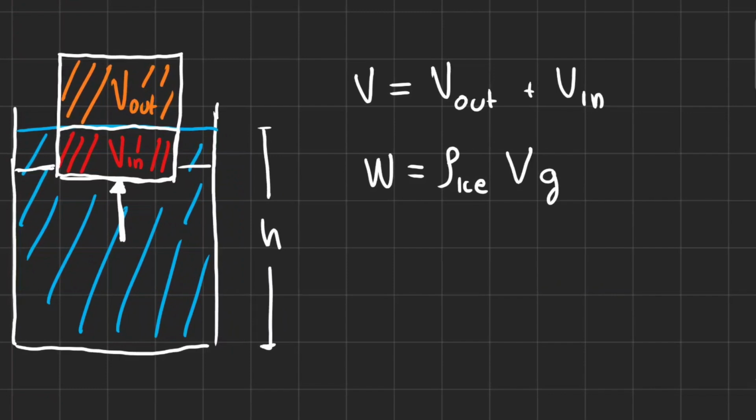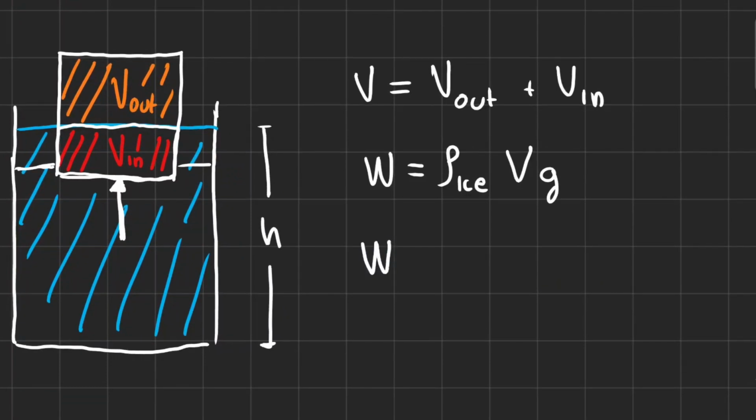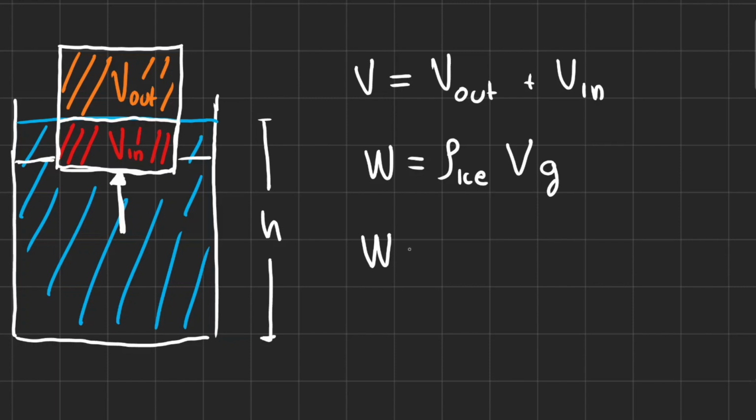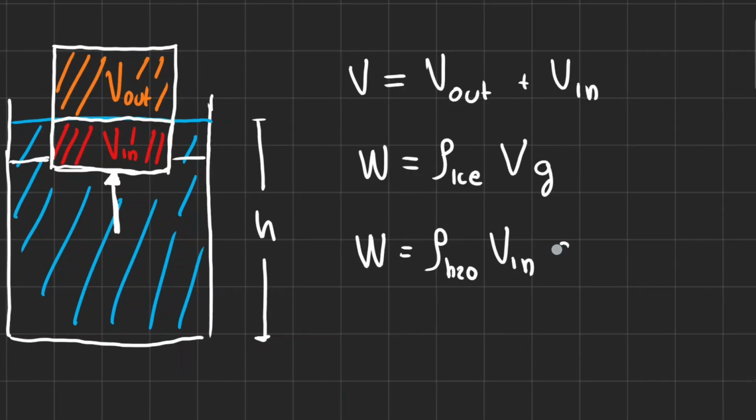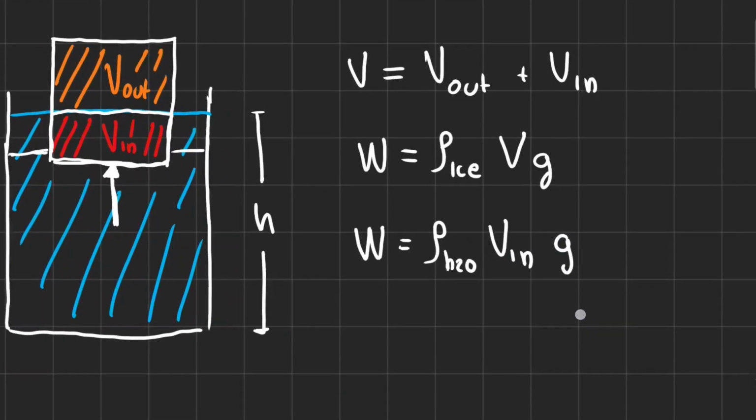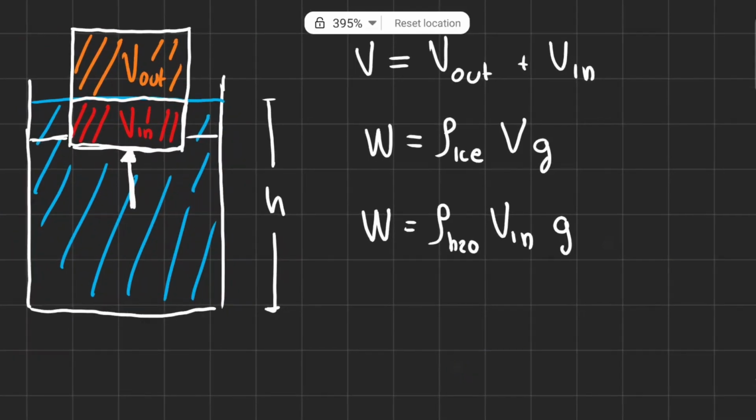So the weight of the volume that was displaced is going to be equal to the density of water times the volume, which is V in, times g. And what the Archimedes principle says is that these two are equal. Remember that this is the weight of the ice, and this is the weight of the water that was displaced by the ice cube.